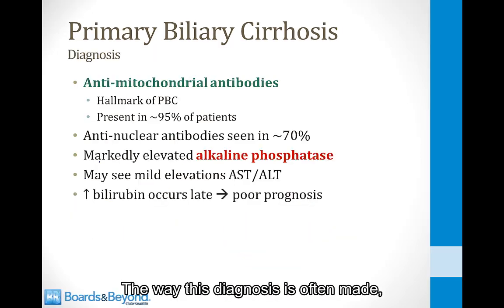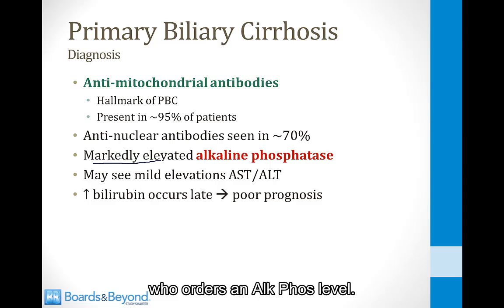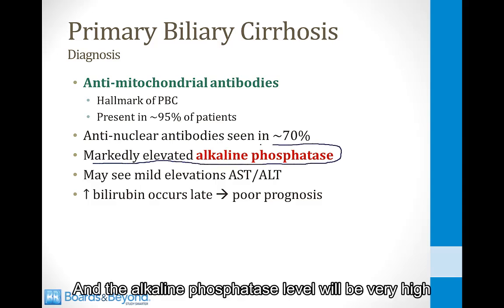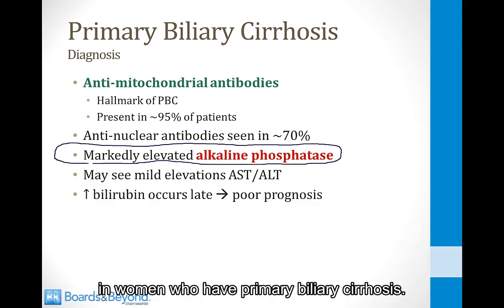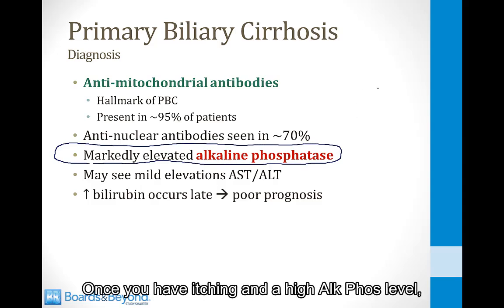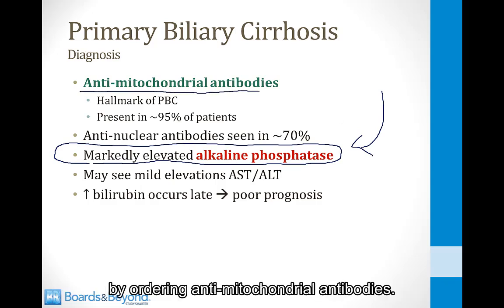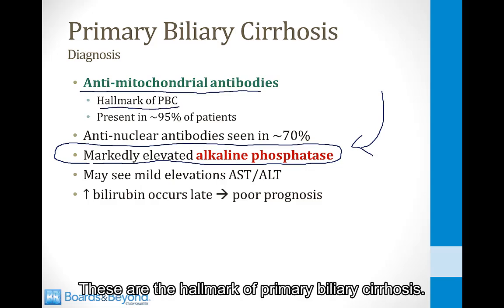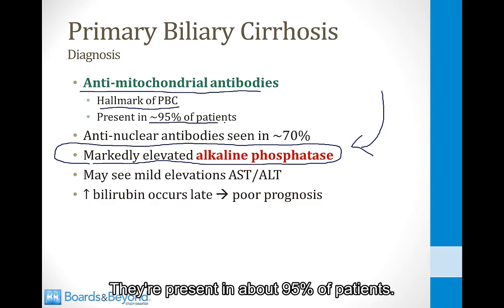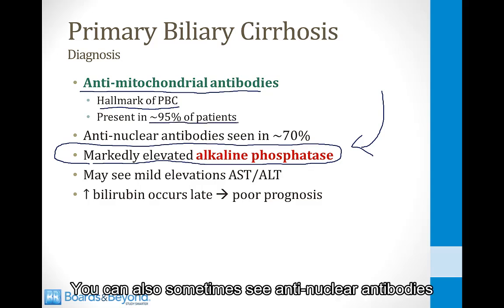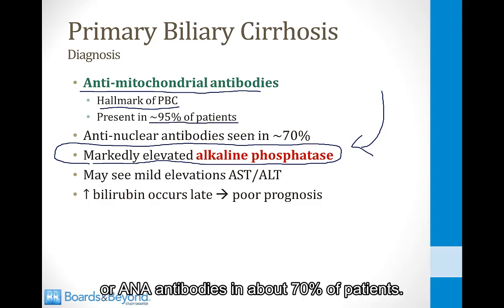The way this diagnosis is often made is that a woman presents with severe itching and she has an astute clinician who orders an ALK phos level, and the alkaline phosphatase level will be very high in women who have primary biliary cirrhosis. Once you have itching and a high ALK phos level, you begin to suspect this diagnosis, and you can confirm it by ordering anti-mitochondrial antibodies. These are the hallmark of primary biliary cirrhosis. They're present in about 95% of patients. You can also sometimes see anti-nuclear antibodies or ANA antibodies in about 70% of patients.